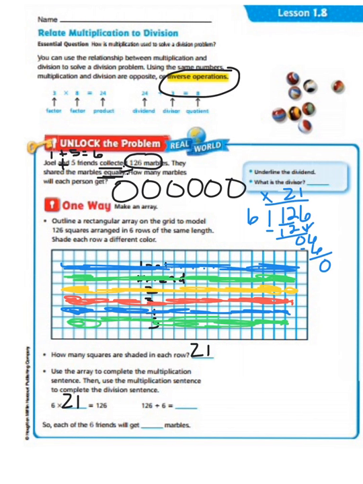Now we're going to use the inverse operation, and the inverse of multiplication is division. And you see that our product of our multiplication problem then becomes our dividend for our division problem. We see that our known factor of 6 then becomes our divisor in our division problem. So the only number that we have left is our other factor, and that is our quotient then will be 21. So each of the 6 friends will get 21 marbles.